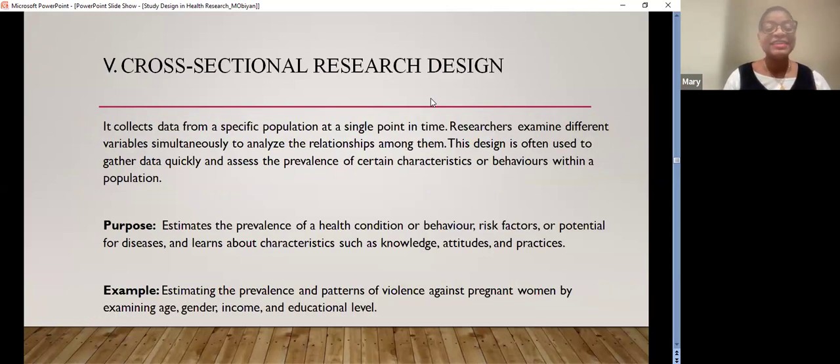Kind of complex and expensive. Cross-sectional research design, I think this is the last that I have here. It collects data from a specific population at a single point in time. Ask me anytime, this is the commonest, most preferred, simplest form of research design.